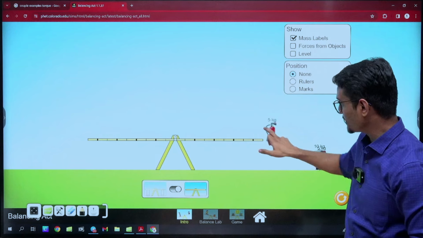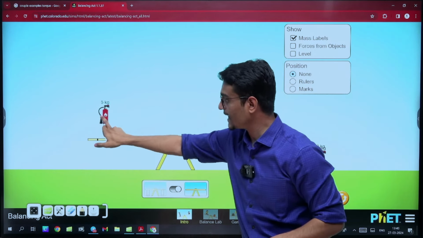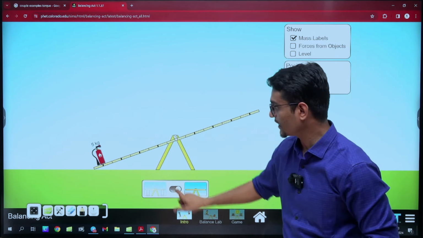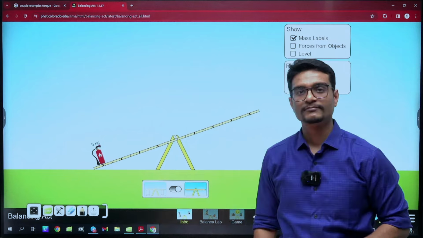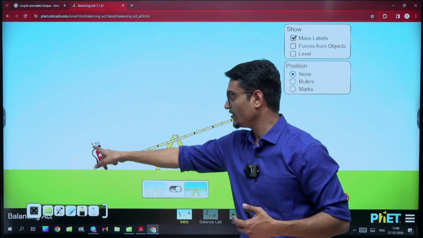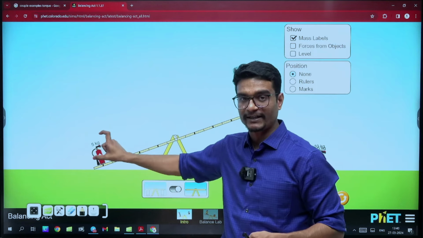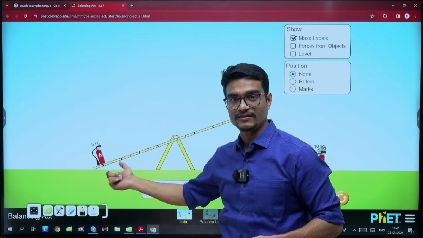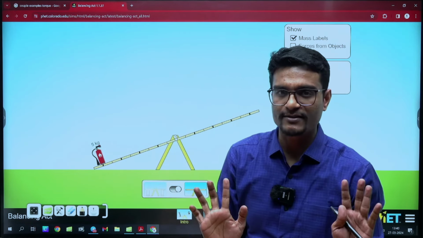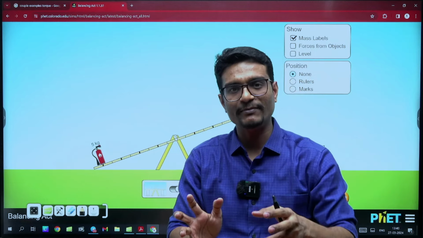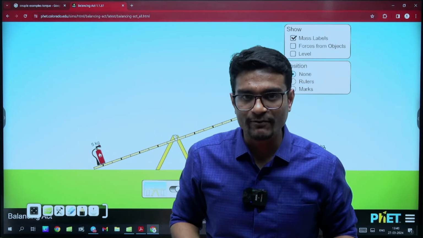So I place this 5 kg, let us say at the end, at the marking of 4. So the moment is 5 into 4, that is 20 units. 5 kg weight into 4 units of distance, so roughly it is 20 units. Let us not go into actual mathematics, just talk about it quantitatively.